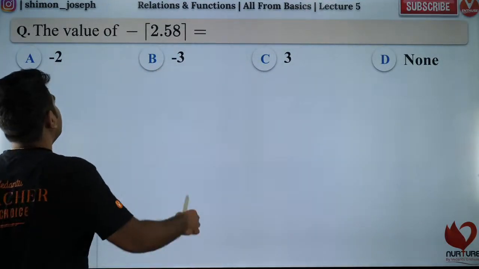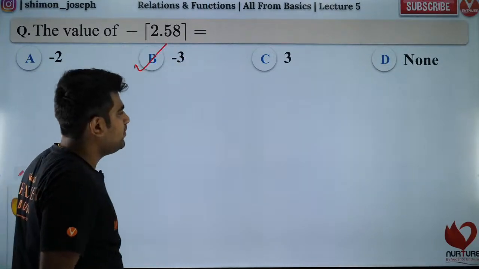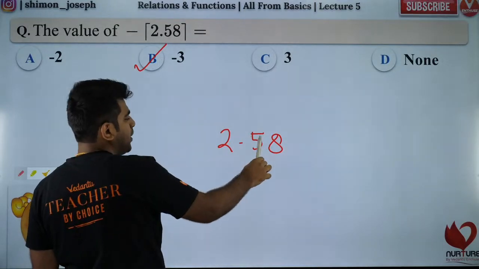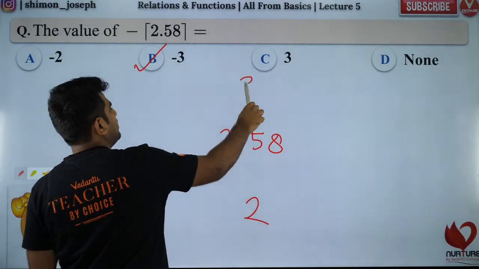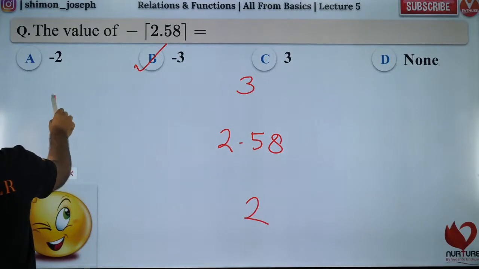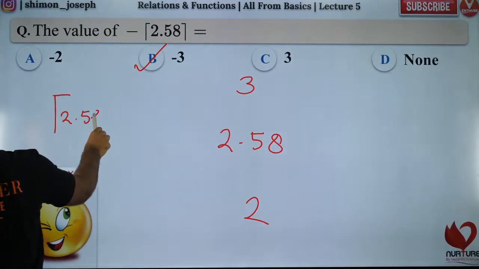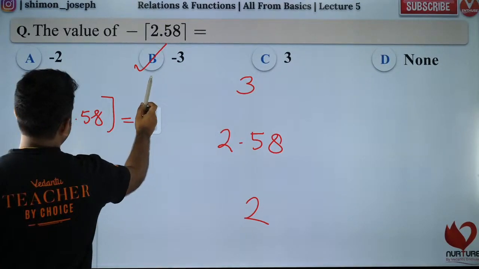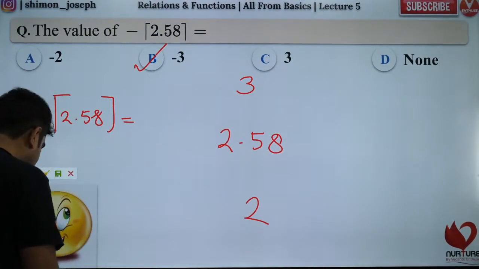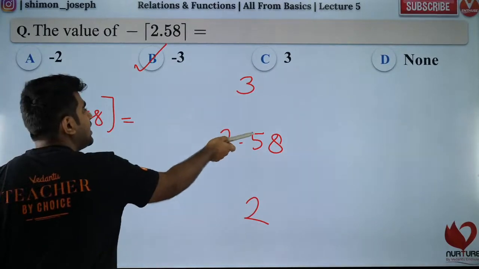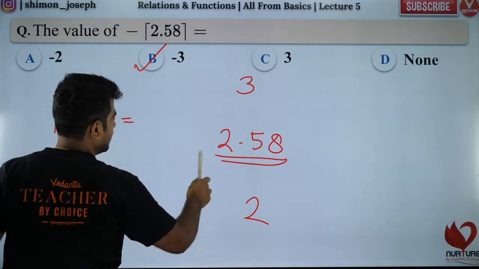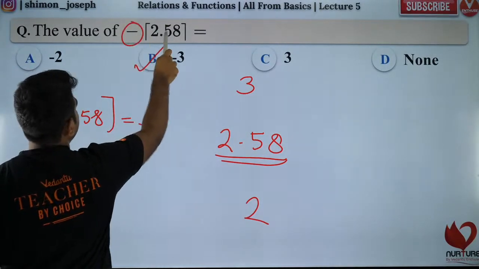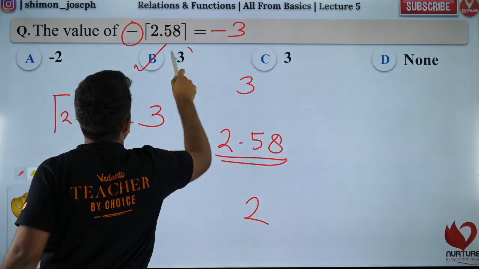But people, the answer is option B, okay? So when you say 2.58, what is the previous number? The previous number is 2, the next number is 3. So what is the ceiling of 2.58? The ceiling of it is 3, okay? Because whenever I say ceiling, it is the number above what is given. So it is minus of this, so it is minus of 3, which will be option B.